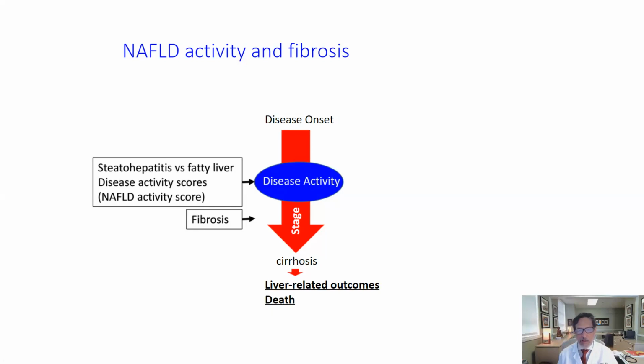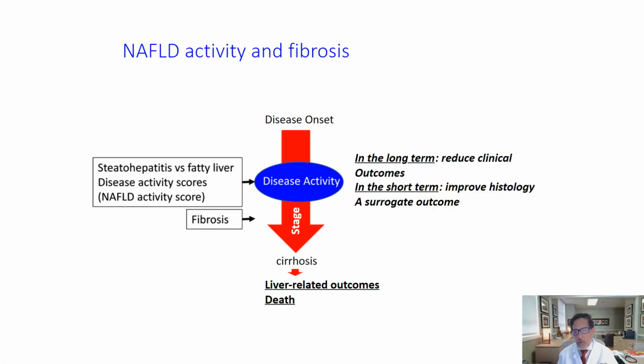that occurs. And this is captured under the microscope by the presence of steatohepatitis versus the fatty liver, or through various activity scores, such as the NAFLD activity score, which is a composite of the severity scores for steatosis, ballooning, and inflammation. The consequence of activity is fibrosis and is the disease stage. Disease stage tells us the proximity to cirrhosis and thus to liver-related outcomes and mortality.